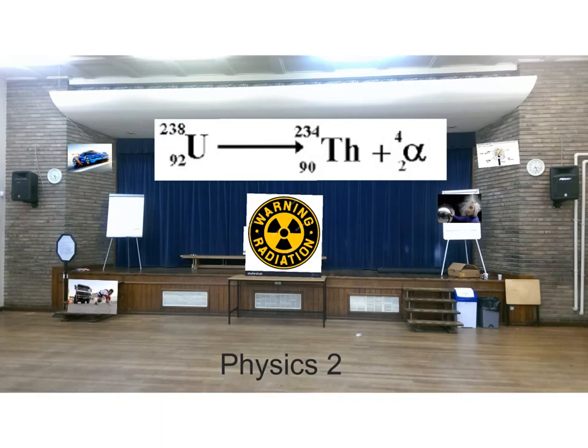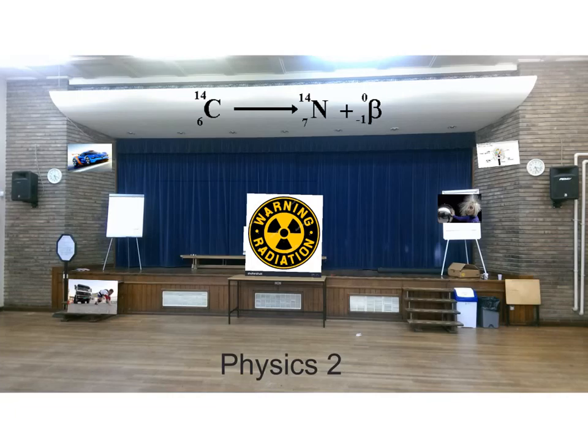Isotopes of an element are atoms with the same number of protons but different numbers of neutrons. Therefore they have the same atomic number but different mass numbers. In alpha decay, the nucleus emits an alpha particle, which is made up of 2 protons and 2 neutrons. In beta decay, a neutron in the nucleus changes into a proton. The electron that is created is instantly emitted.